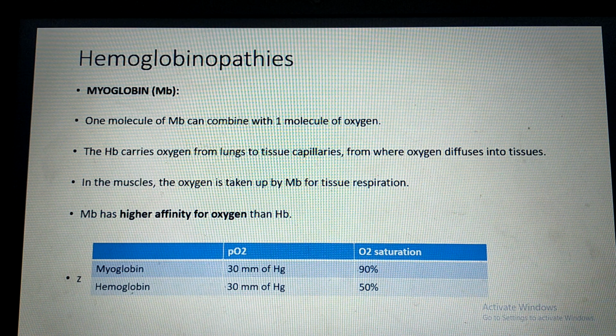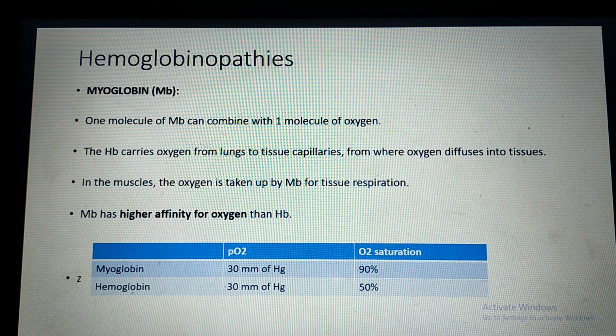One more contrasting feature is that hemoglobin carries oxygen from lungs to capillaries, and this oxygen from capillaries diffuses into the tissues. In the muscle, myoglobin is present. The myoglobin takes this oxygen and stores this oxygen for tissue respiration. It will store the oxygen and supply this oxygen when the muscle requires that oxygen.